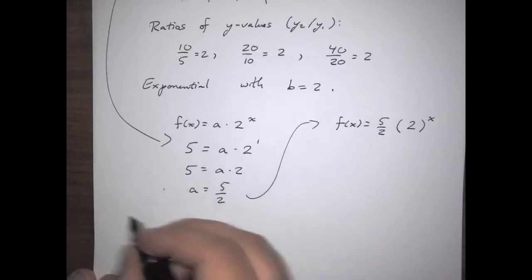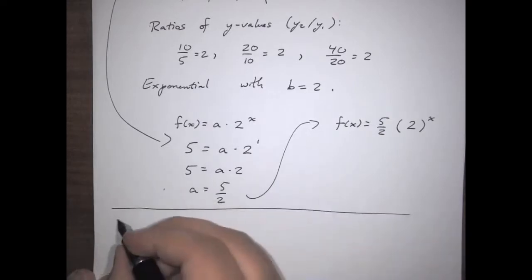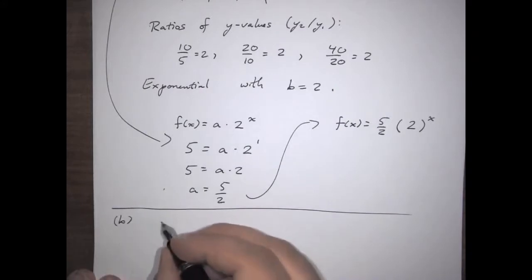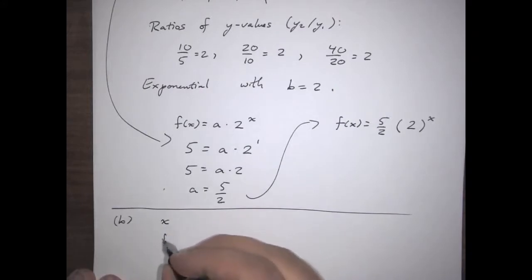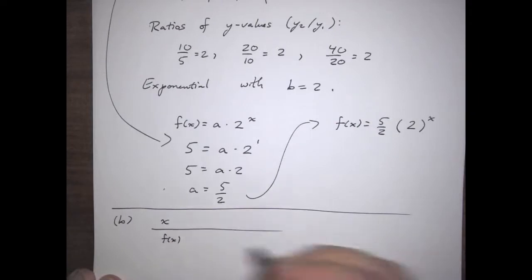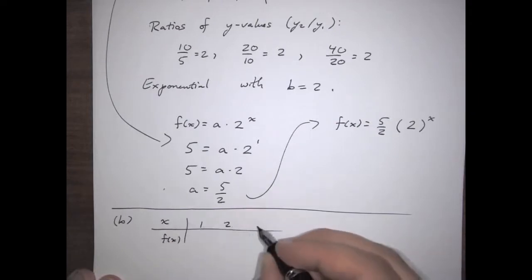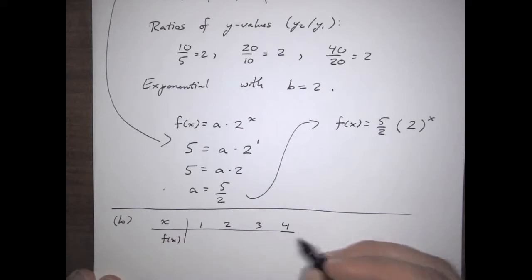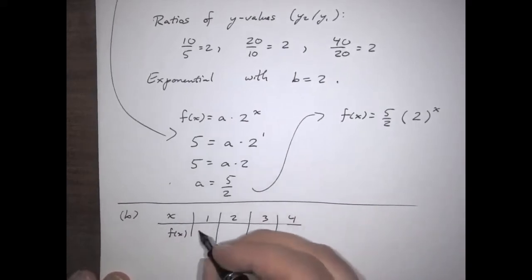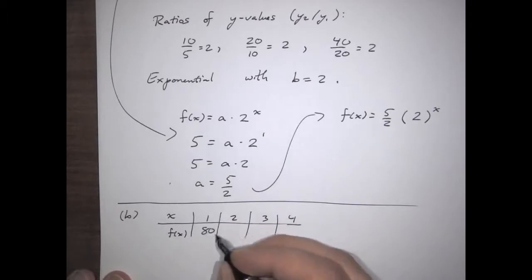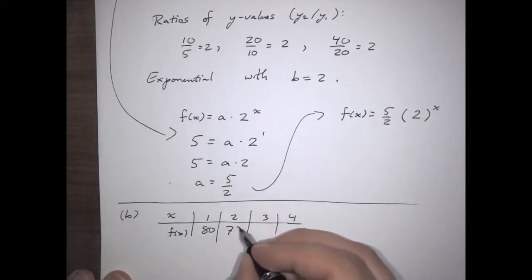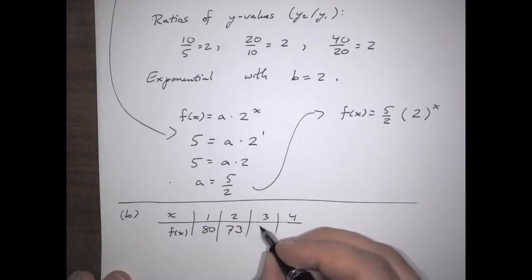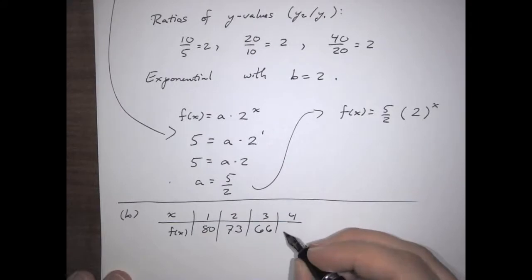Now, if it is a linear, then what you would observe is something like this. So f of x. 1, 2, 3, 4. And we'd have something like, let's say, 80, 73, 66, and then lastly 59.